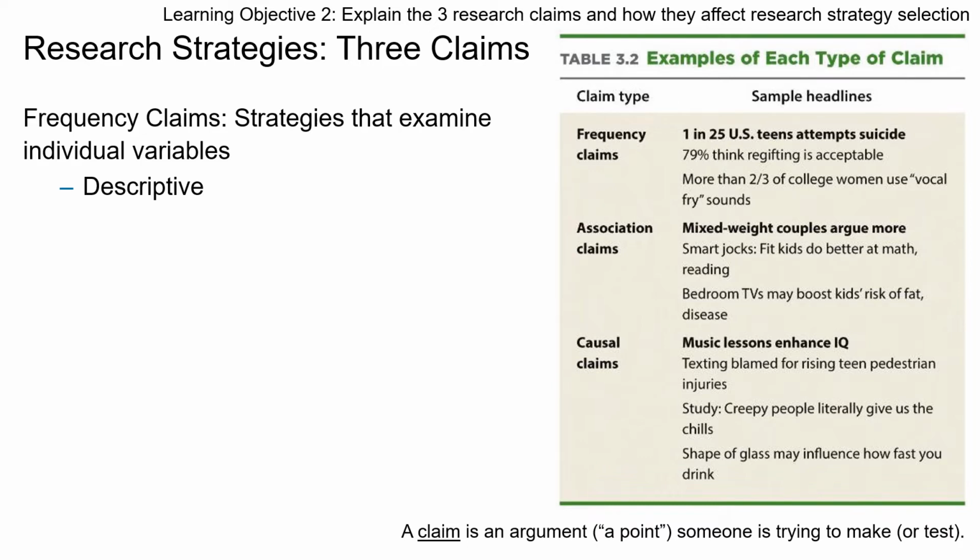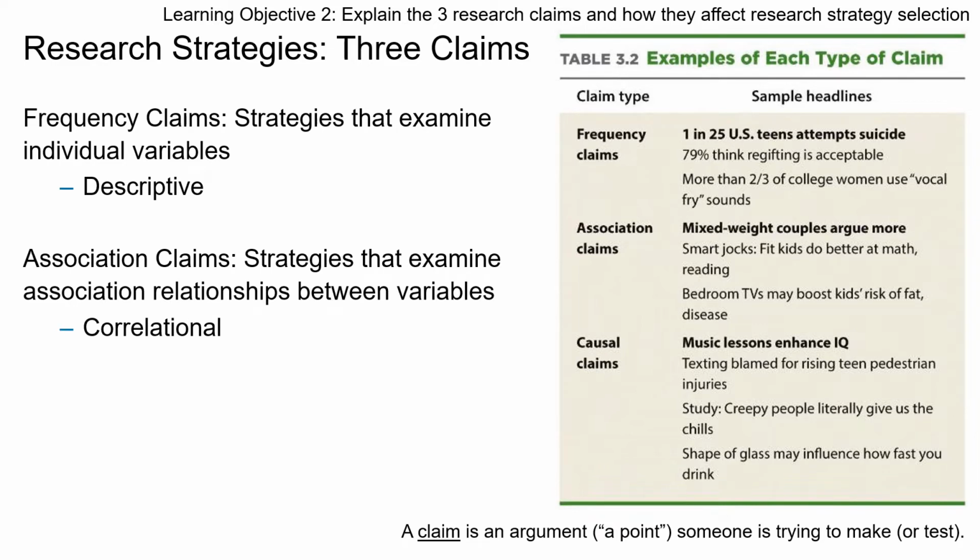1 in 25 U.S. teens attempt suicide. That's a descriptive for one variable. 79% think that regifting is acceptable. Again, one variable, an individual variable, and that's describing the variable. Now maybe they used inferential statistics to put it at the 79%, but it's still a descriptive statistic. More than 2/3 of college women use vocal fry sounds. So again, one variable, an individual variable. This is just a frequency claim, how often something occurs. We can still make generalizations about the population from it, but again, it's just a frequency of one variable.